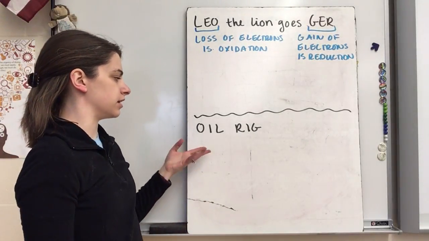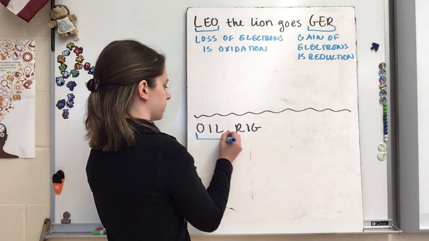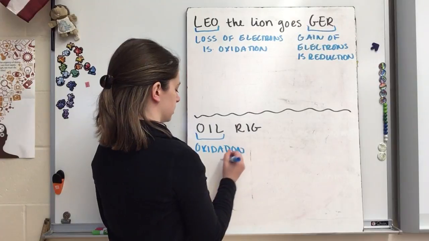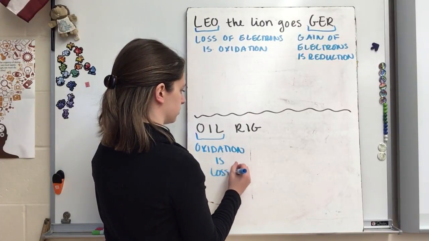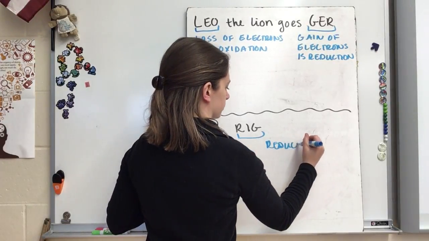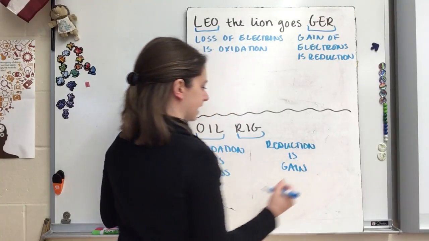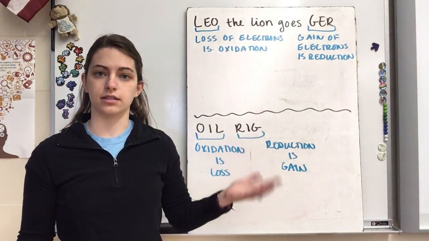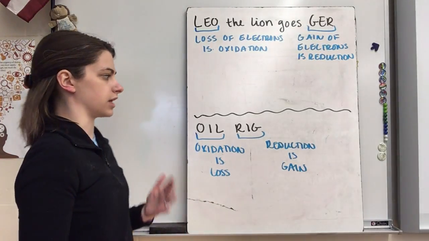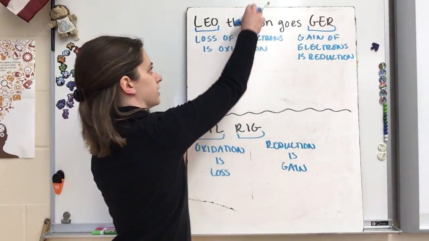Another way to remember it is with the phrase or word oil rig. So this is pretty similar. Oil is oxidation is loss, and then rig is reduction is gain. So either phrase, doesn't matter which one, but those are 2 easy ways to help you remember oxidation versus reduction. So let's look at 2 examples of how we actually apply this.